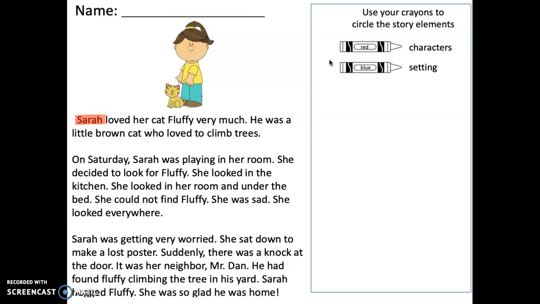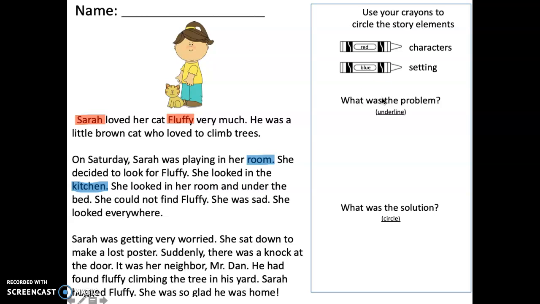So as you can see, I use my red crayon to highlight Sarah and Fluffy because they were my two characters in the story. I know that a problem is going to happen to either Sarah or Fluffy. Then I highlighted her bedroom as one of the settings because that's where Sarah was and that's where she was looking for her cat. I also did the kitchen because she did look for him there too.